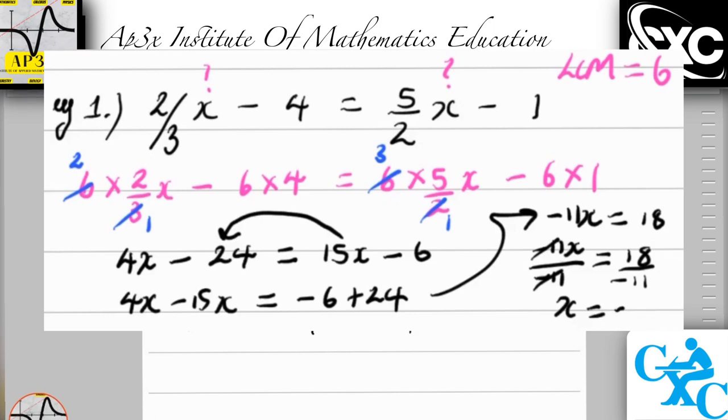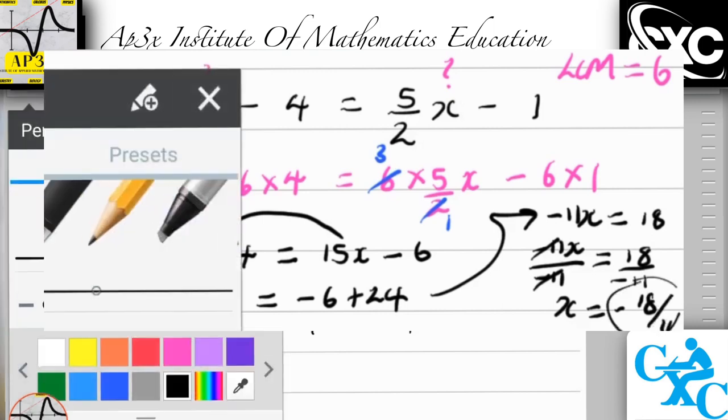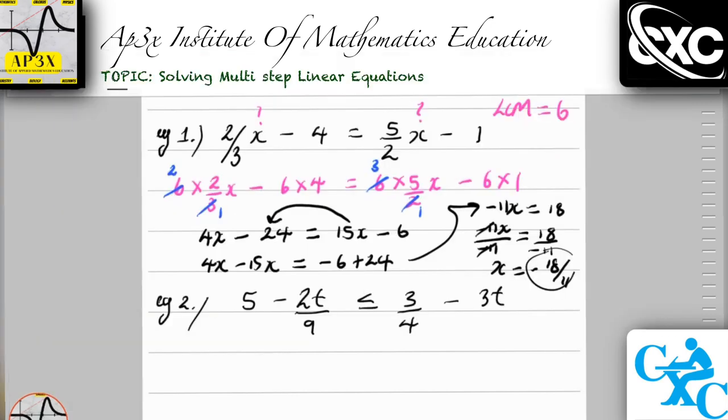Negative 18th, 18th, 11th. All right, that is your solution then. All right, so nice problem there. Hope that you got some value from that. Let's see if we can apply this very same concept here to this equation then.